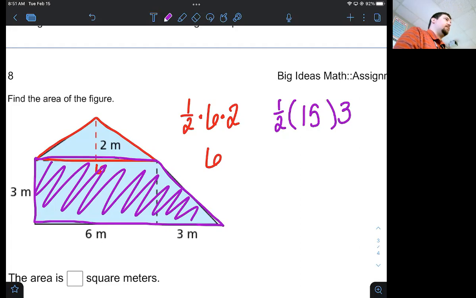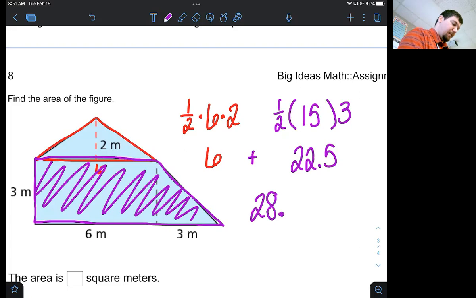You can use your calculator. 15 times 3 divided by 2. 22.5, okay. And then add them together. Can I get a volunteer for that one? Frank, I haven't heard from you in a while. 28.5, go ahead and label it for me, Frank. 28.5 meters squared.